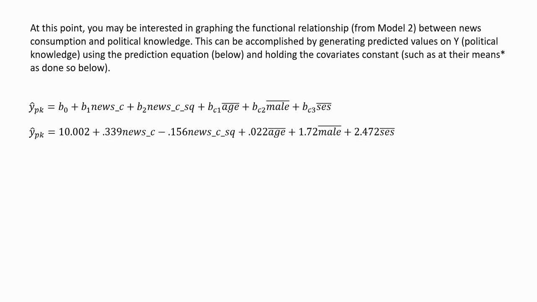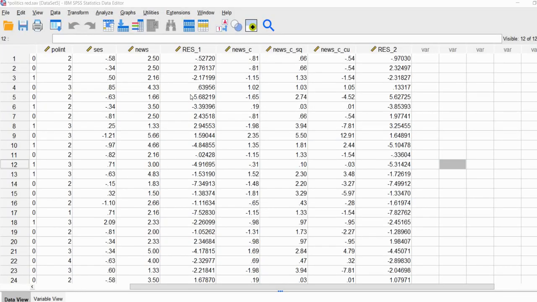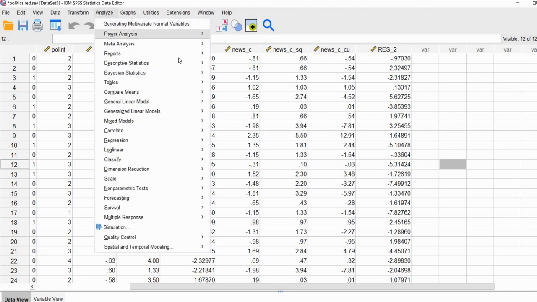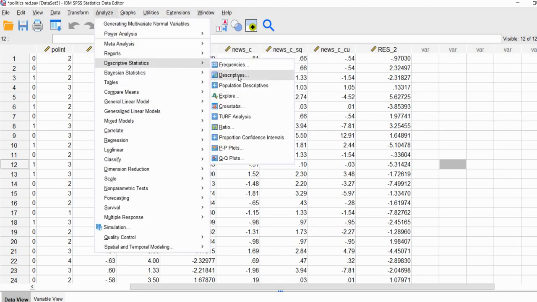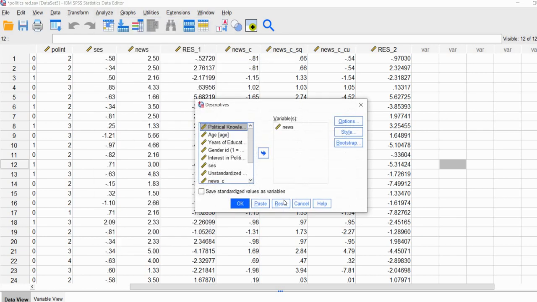at their means. So basically what this is going to entail in SPSS is that we're going to need to generate descriptives for our covariates in the model. So I'm going to go to descriptives right here, and we'll reset this. I'm going to move age over, gender ID. And by the way, it is perfectly permissible to add in the mean of our dichotomous or dummy-coded variable right here, gender ID. We'll also move SES over to this box right here, and we'll click on OK.